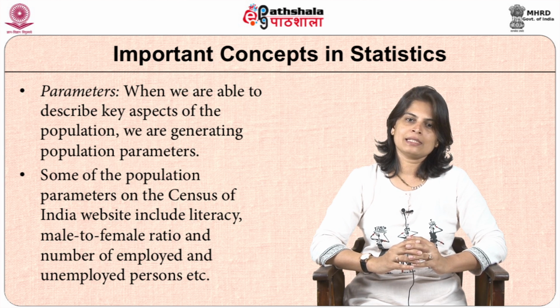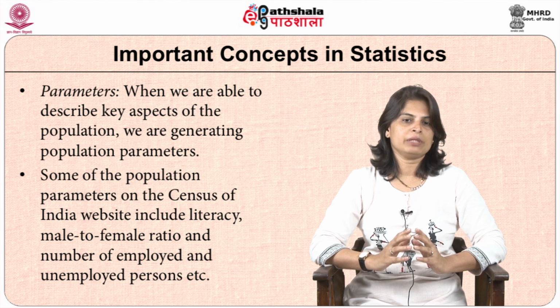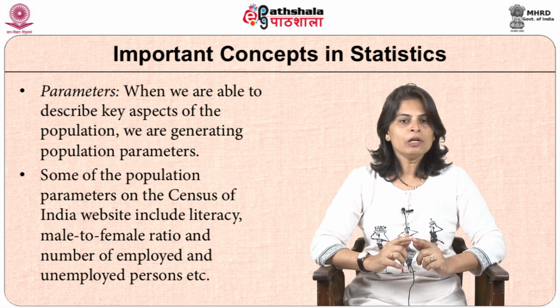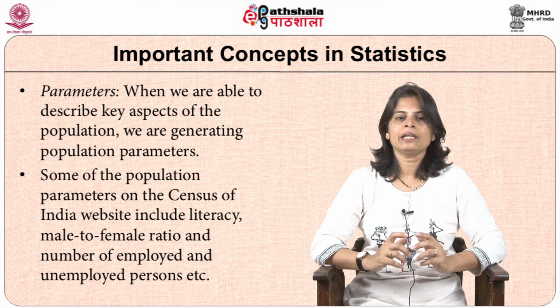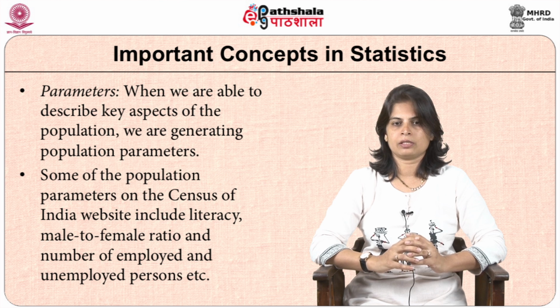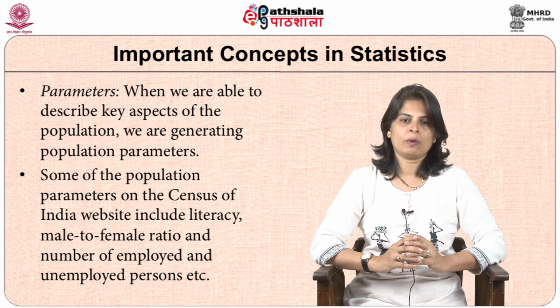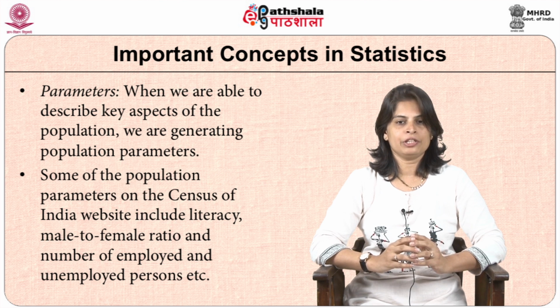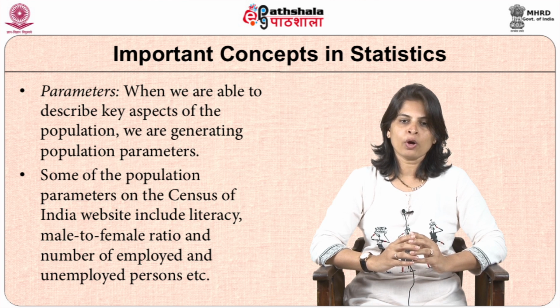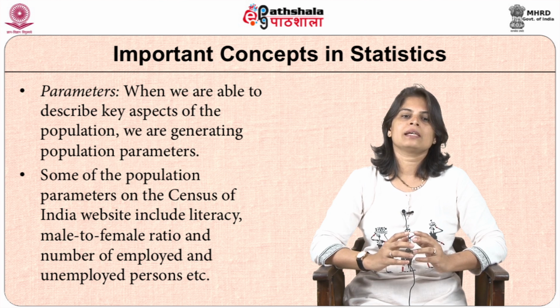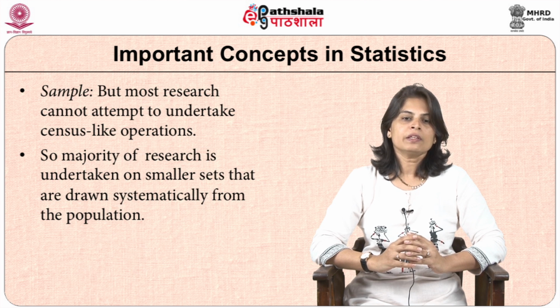The second important concept in statistics is about parameters. When we are able to describe key aspects of the population, we are generating nothing but the population parameters. Some of the population parameters, for example, on the Census of India website include literacy, male to female ratio, number of employed and unemployed persons, etc. The third most important concept is the sample.